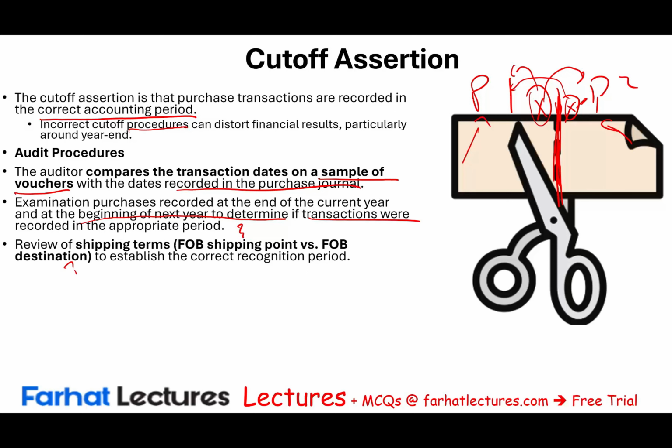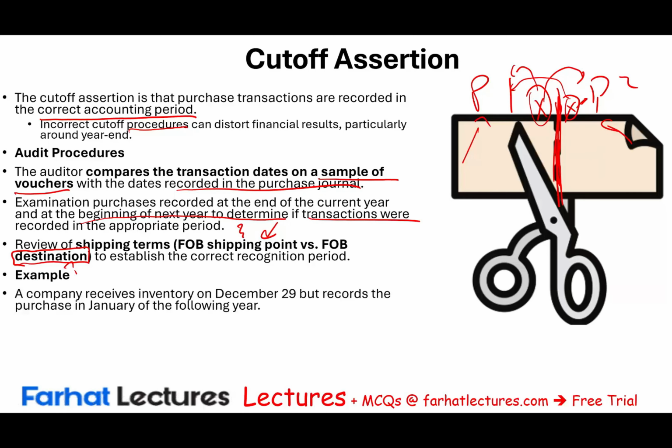Real quick, FOB shipping means what? It means as soon as it leaves the seller. If it's FOB shipping, it's yours. It doesn't matter when you receive it. FOB destination, it's not really your inventory until you received it. So you want to make sure you understand the difference. A company received inventory on December 29th, but recorded the purchase in January of the following year.